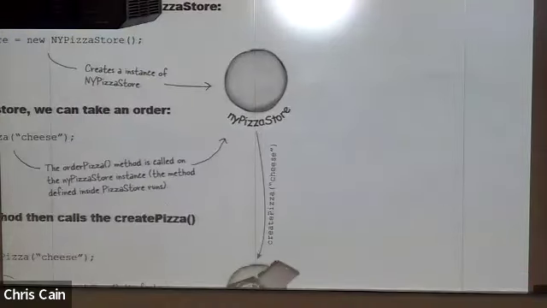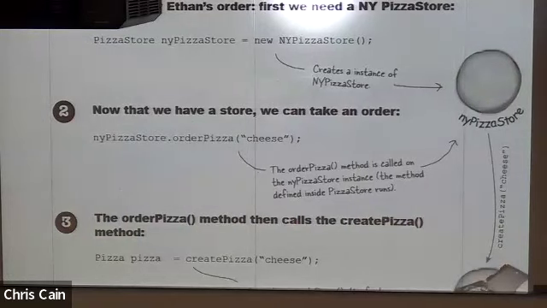So the code that is called, we need to create a New York pizza store. This creates an instance of a New York pizza store, which is a concrete class from the pizza store interface. Now that we have a store instantiated, think of it like opening a new store, we can take an order in that store. So we can call order pizza on that particular store.